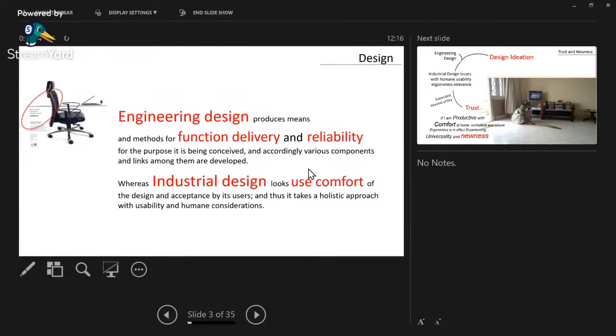Now, when we talk about design, two words come to our mind: engineering design and industrial design. Engineering design produces means and methods for function, delivery, and reliability for the purpose it is conceived, and accordingly various components and links among them are developed. Whereas industrial design looks to the comfort of use and acceptance by its users, and thus it takes a holistic approach with usability and humane considerations. Industrial design goes one step beyond engineering design in thinking of how it is actually used by the users.